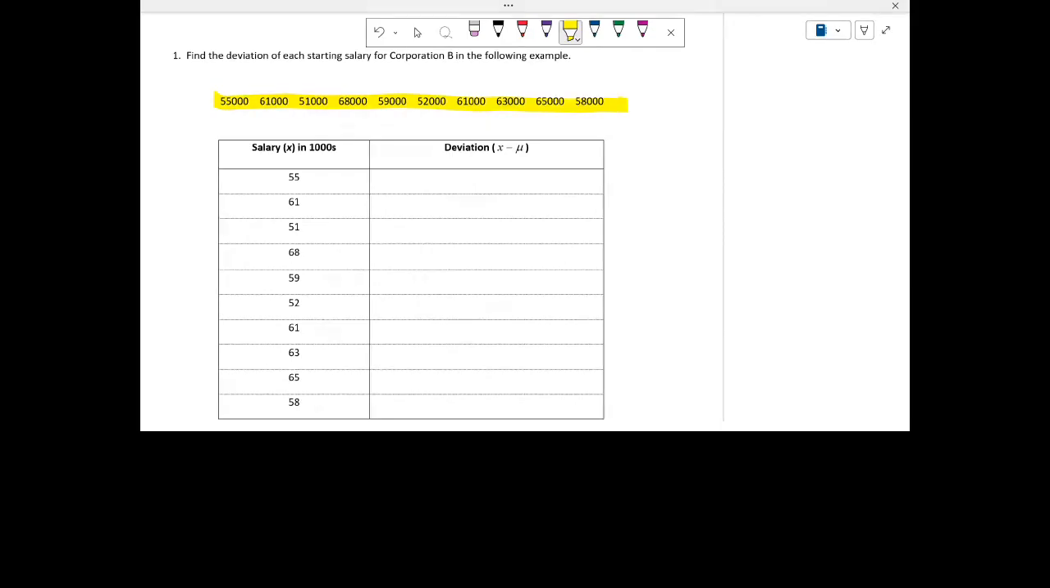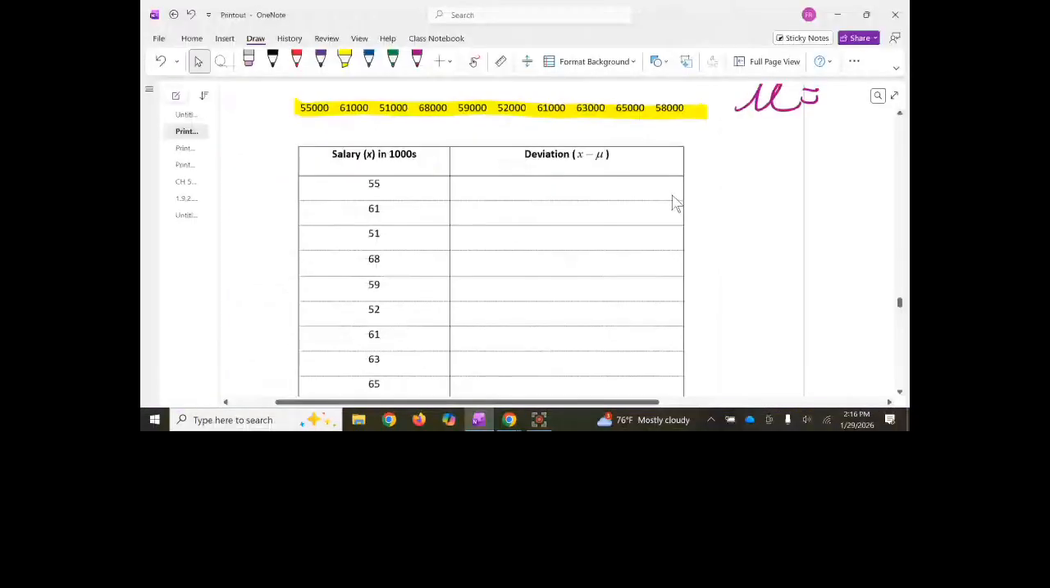So we know how much. We have 10 employees. It looks like there's 10 employees. We know what their salary is. The first thing I would like for us to do is find the population mean. This is everybody who works in this company. I would like for us to go through and see if we can find what is the average salary.